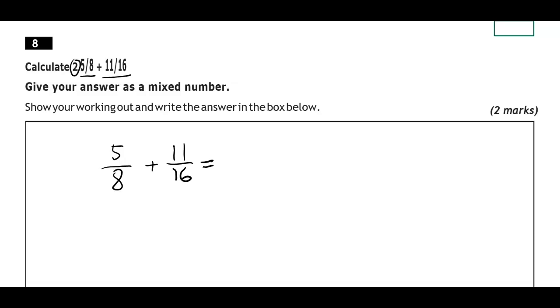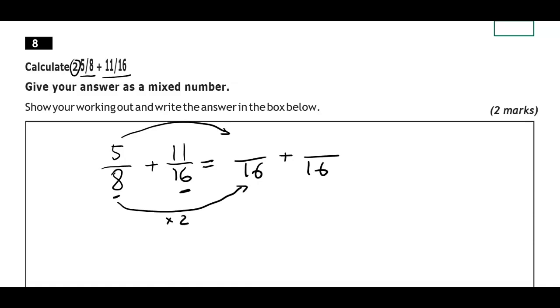As we add them, we need to have a common denominator, so a denominator that is the same for both. And in this case, we can make them both 16. To get from 8 to 16, we've multiplied by 2. We're going to do the same to the top number. So 5 times 2 gives us 10. As we haven't changed the 16, we're not going to change the 11.